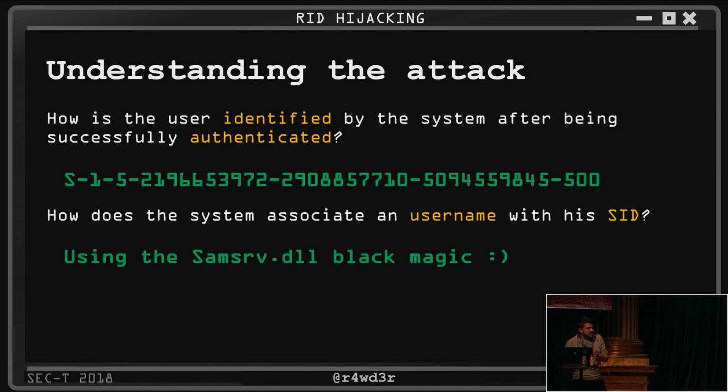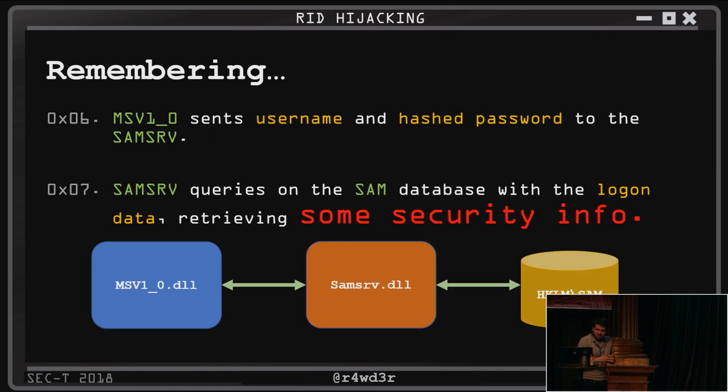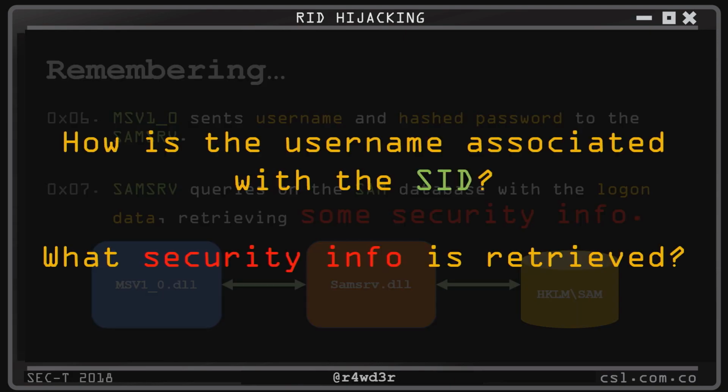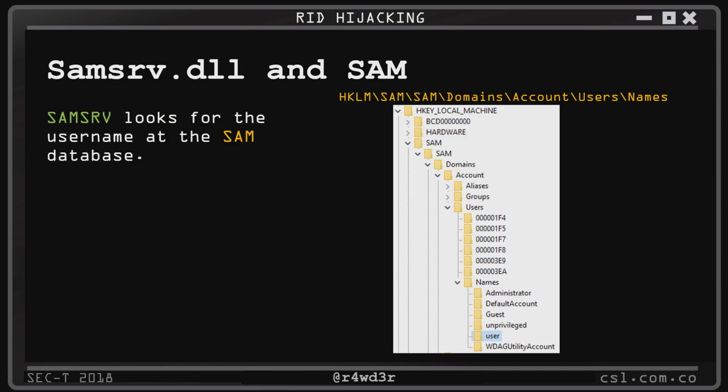This is the thing that I have reversed using the IDA Pro that Orphis told us about. And let me show you how it works. So remember this part of the authentication process? You might not know it now, but here is the exact moment when the username is translated to its SID. And then we can see that we are retrieving some important information from the SAM. So how is the user associated with the SID, and what security info is retrieved?